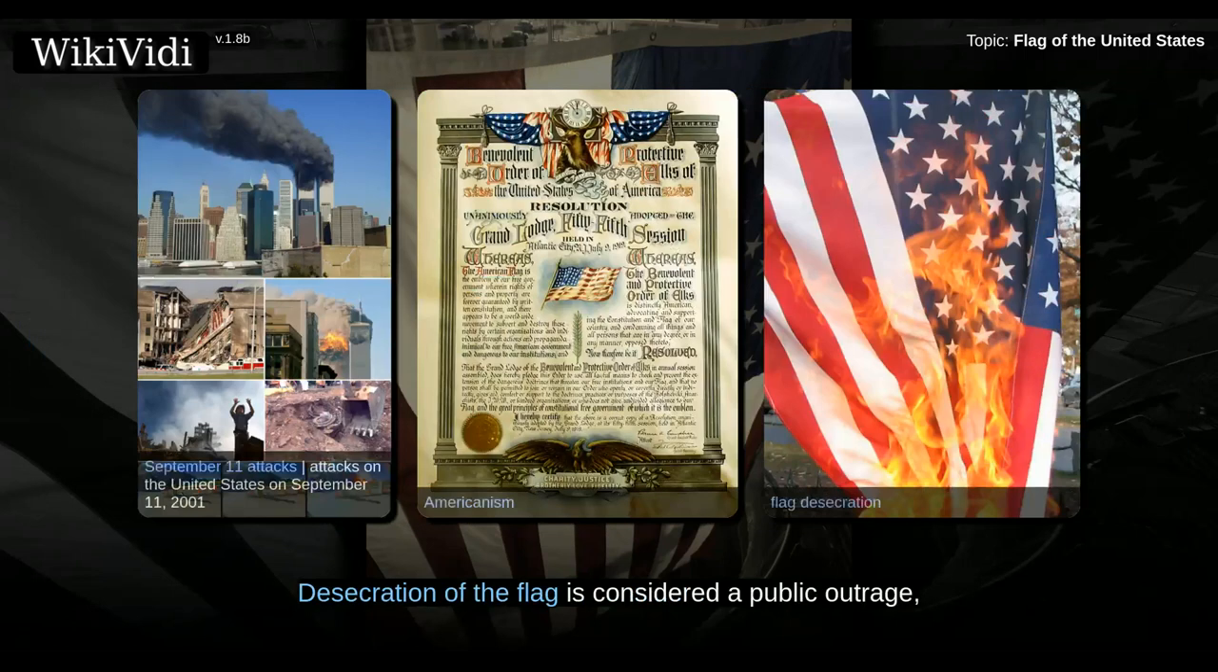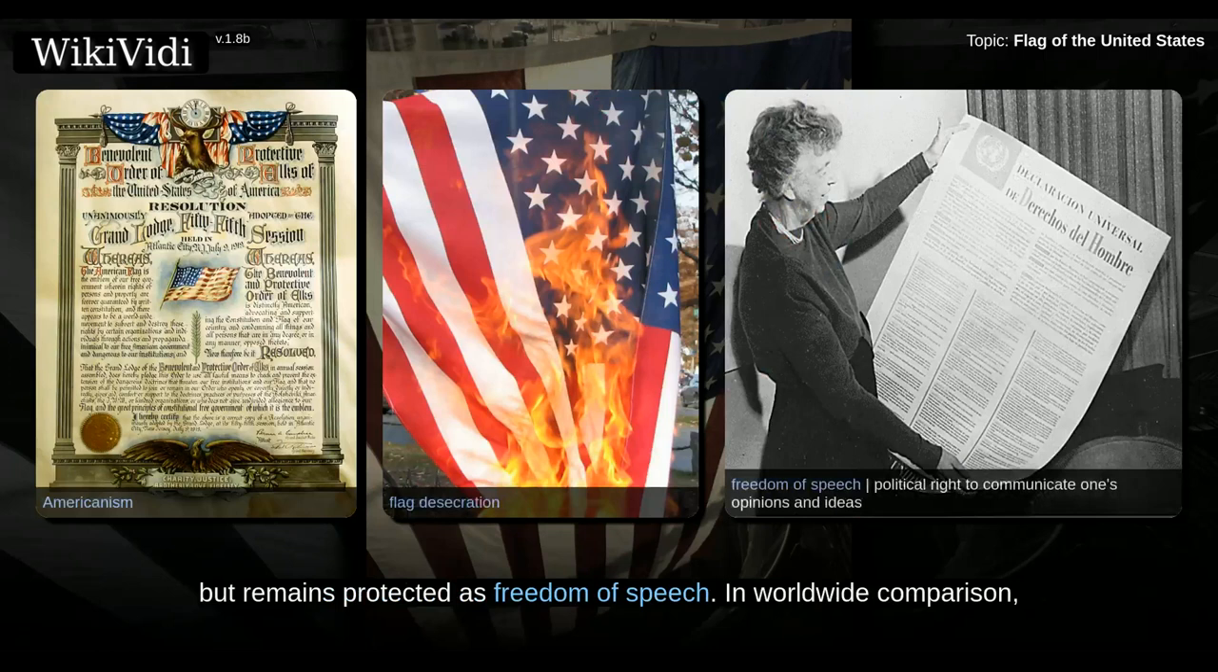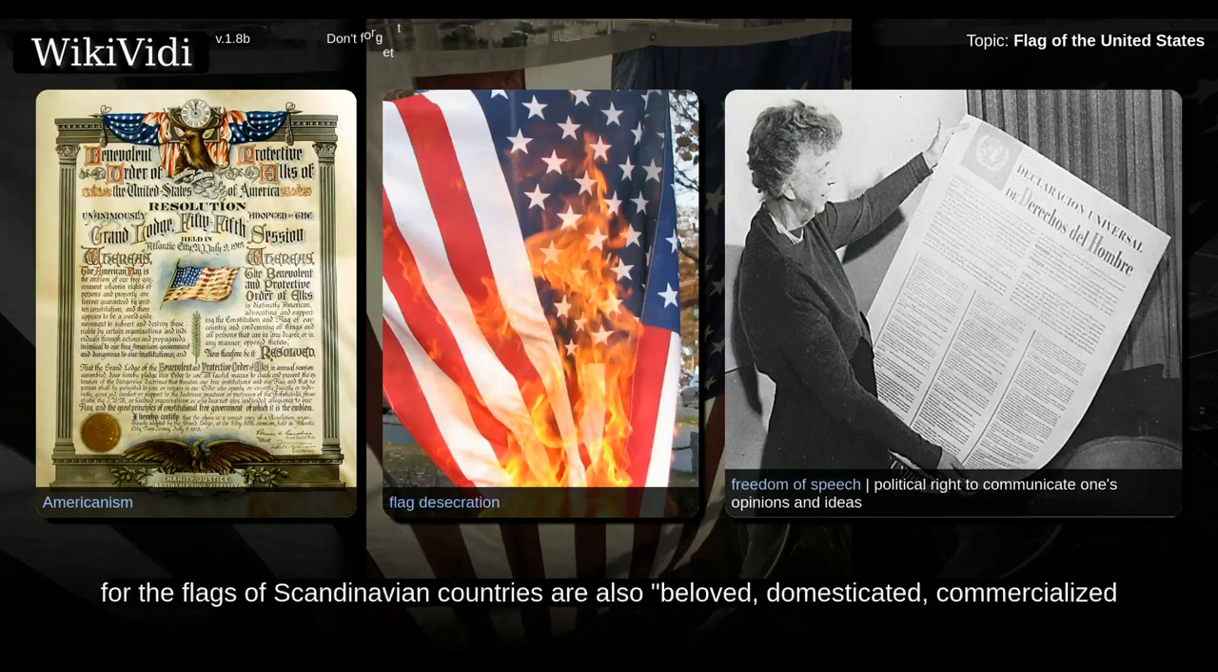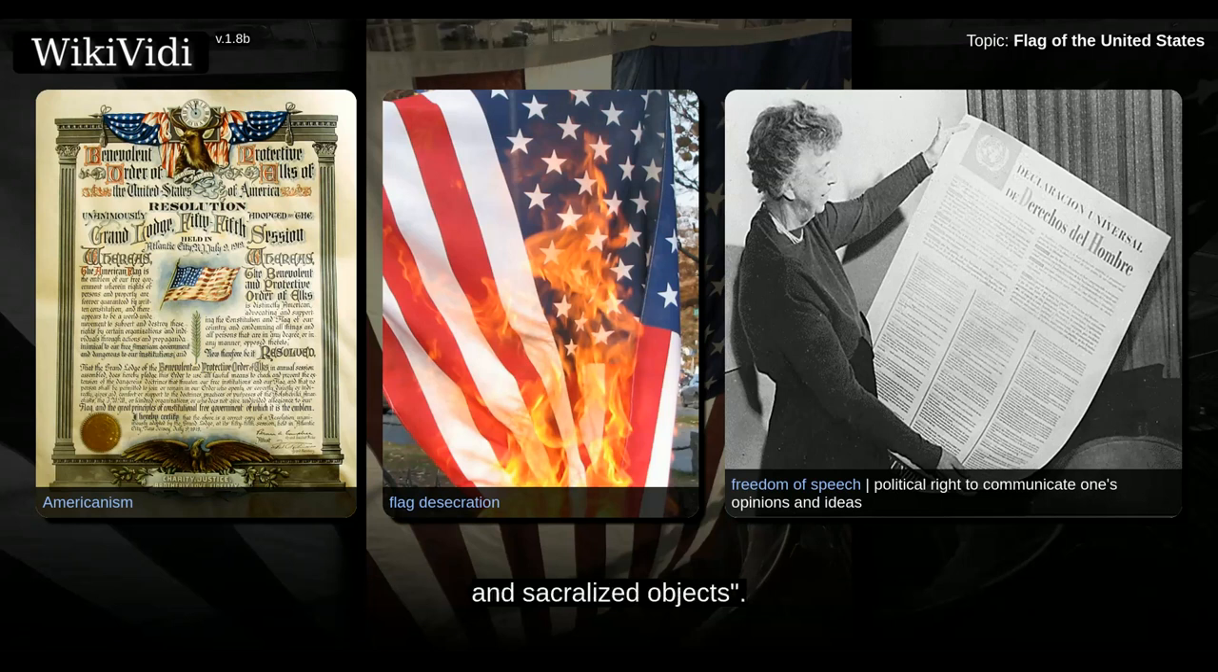Desecration of the flag is considered a public outrage, but remains protected as freedom of speech. In worldwide comparison, Testi noted in 2010 that the United States was not unique in adoring its banner, for the flags of Scandinavian countries are also beloved, domesticated, commercialized, and sacralized objects.